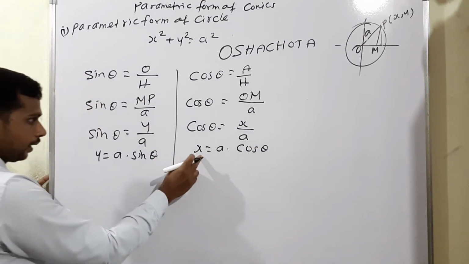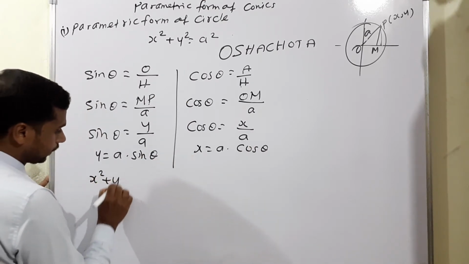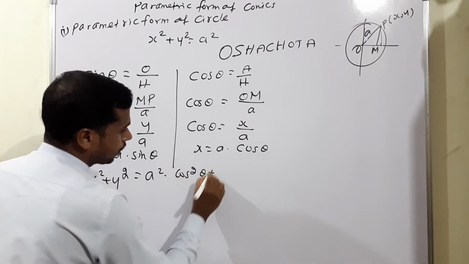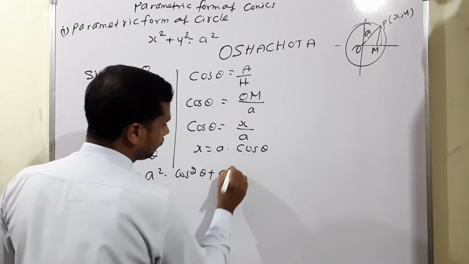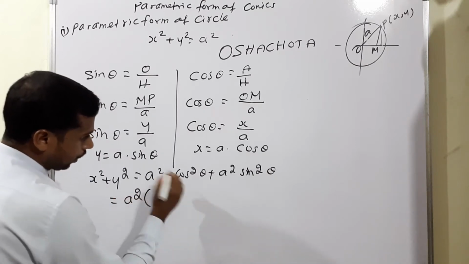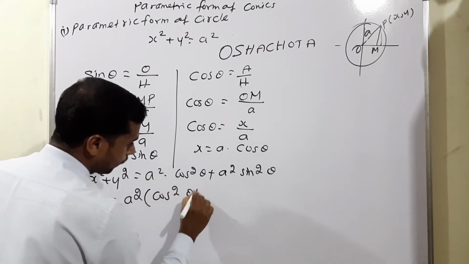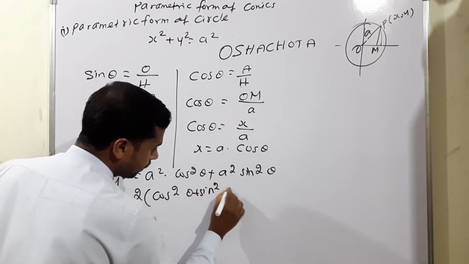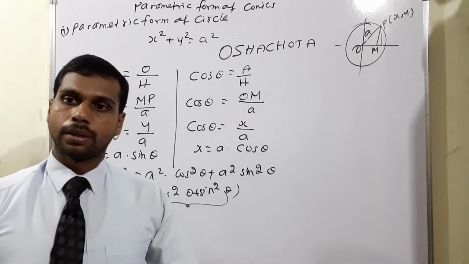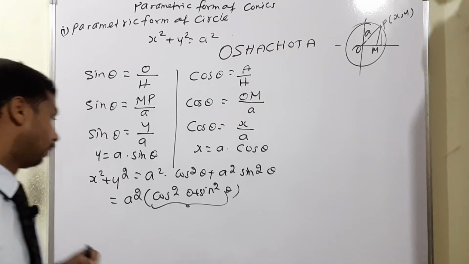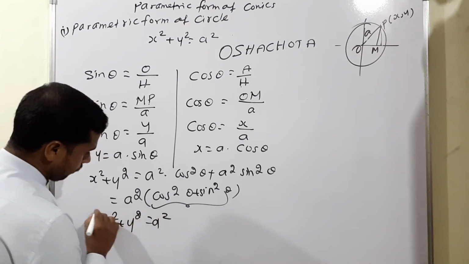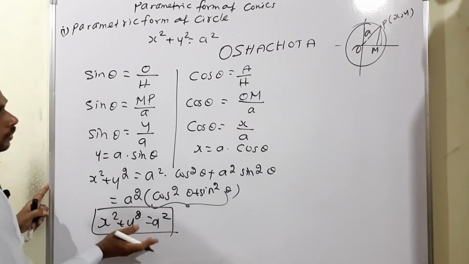Now x square plus y square is equal to, x square we can write as A square into cos square theta plus y square as A square into sin square theta. Therefore A square take common outside, cos square theta plus sin square theta. This is called the basic identity, the value will be 1. Therefore, we can write x square plus y square is equal to A square. This is parametric form of circle. Okay, first one is clear.